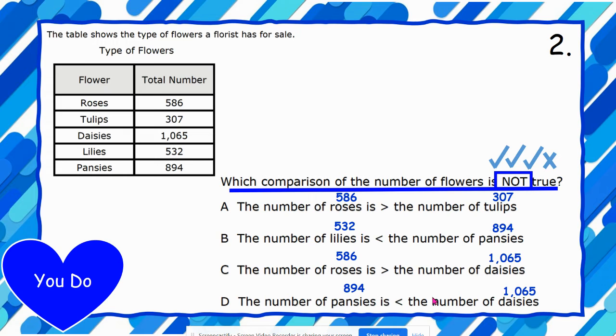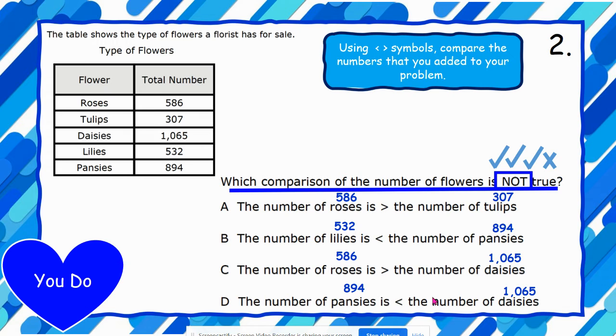All right, so the next strategy you're going to do is use your symbols. You're comparing symbols to compare the numbers that you added to your problems. Remember, you are comparing the numbers you have written. Go ahead and pause your video to write the comparison symbol between each answer choice. All right, let's check it together.